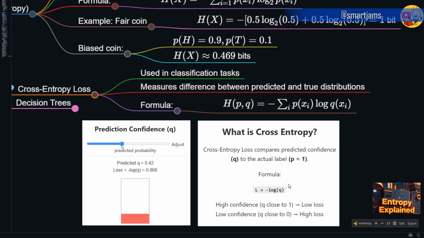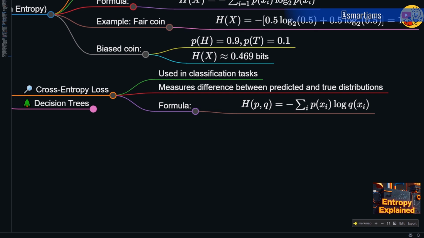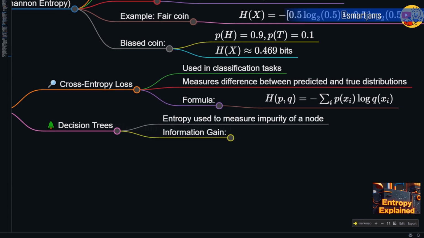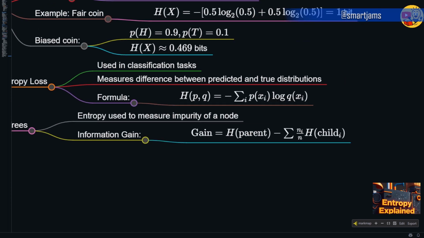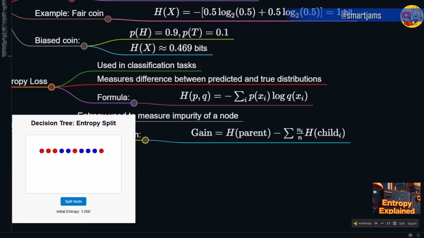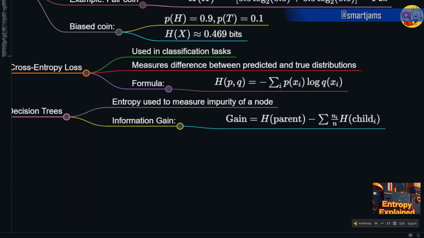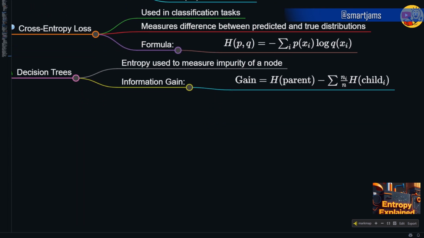Entropy also shows up in decision trees, where it helps determine how to split data. Here, entropy measures the impurity of a node, and the information gain formula reads, Gain equals H of parent minus the sum of n sub i over n times H of child sub i. By selecting the feature that results in the largest reduction in entropy, the tree grows in a more optimal and informative way. But even beyond algorithms, entropy carries meaning that we can relate to on a human level.